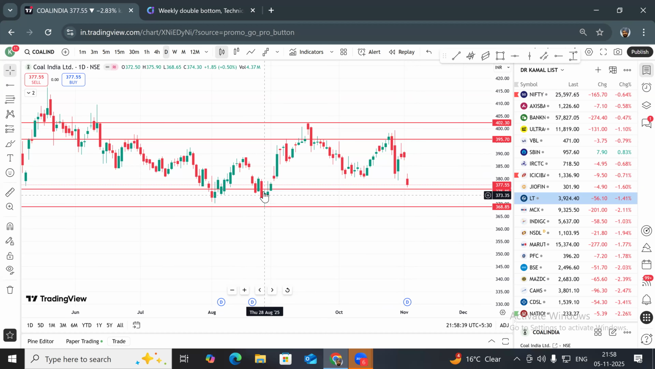1, 2, and 3. This is the open of the first candle. This is the close. So what forms? What does it form? This is the close. This is the open. ये क्या बन गया? और ये ऊपर भाग गया. अभी कैंडल क्या है? Indecisive है.